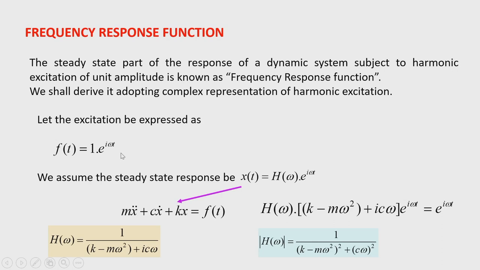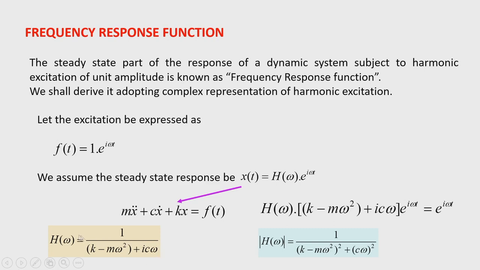So, e to the power i omega t represents both sine and cosine. Of course, a phase angle is involved here. We assume the steady state response as x is equal to H(omega) e to the power i omega t, and substituting this in the system equation, we can now find H(omega) is equal to 1 divided by (k minus m omega square plus i c omega).